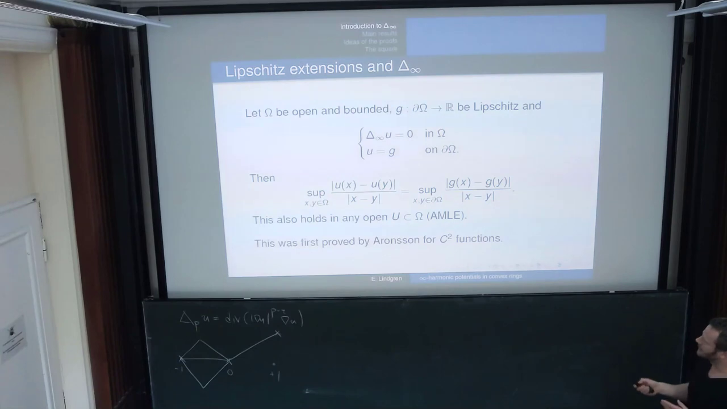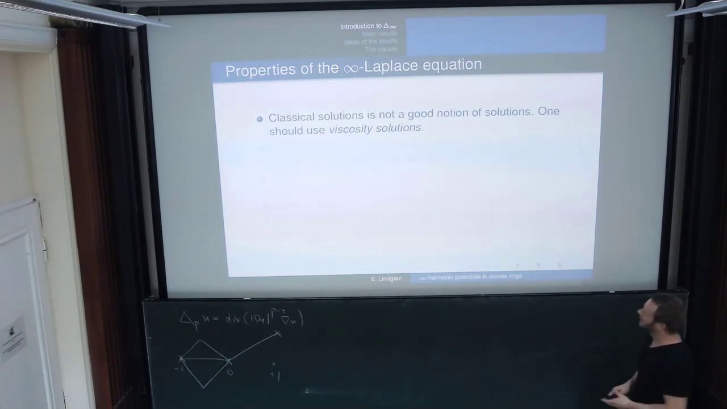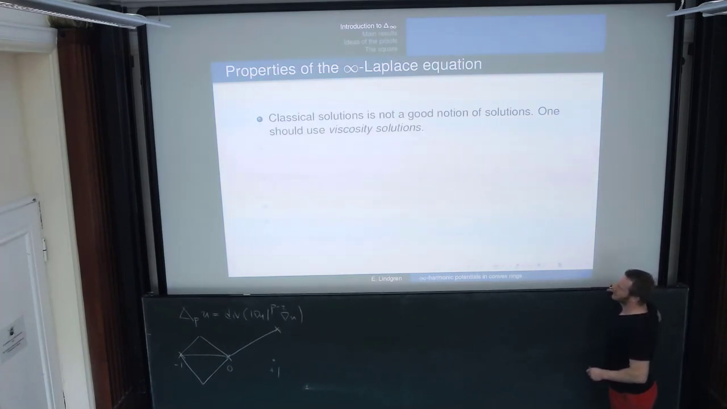So this was proved by Aronsson for the first time for C2 functions. But in general, these solutions are not C2. So then there have been different people proving different implications of this. I will maybe mention a little bit later who did what. Okay, so what are the other properties that can be useful to know?